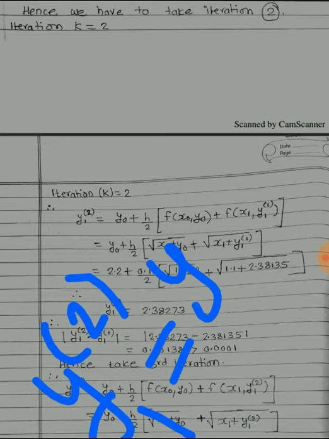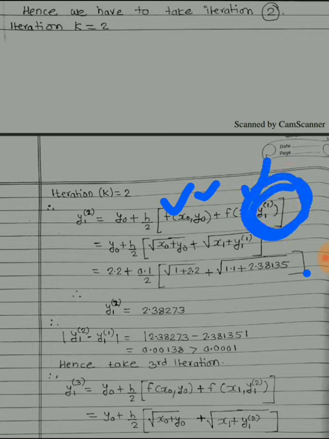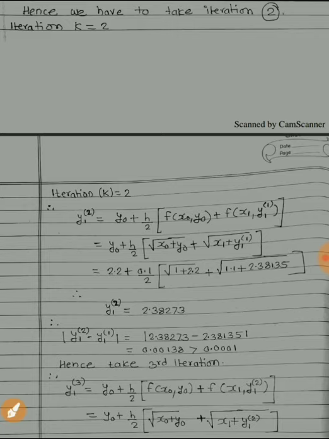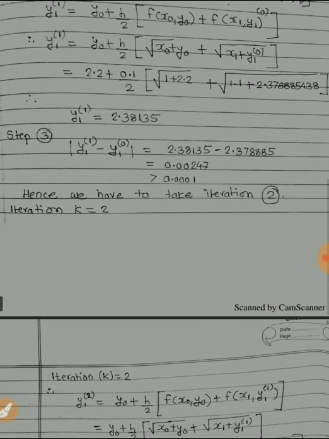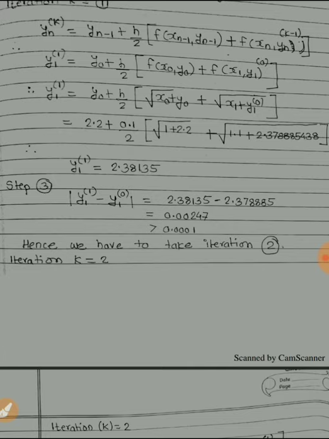This is going to become y0 plus h by 2 in bracket f of x0, y0 comma f of x1, y1 raised to power 1. Now see, that's the only difference in the formula. If you look at the earlier formula and this one, the difference is very small in the iteration. When we are correcting in the iteration formula, the difference is very small. See, what is the difference? That difference was here itself.